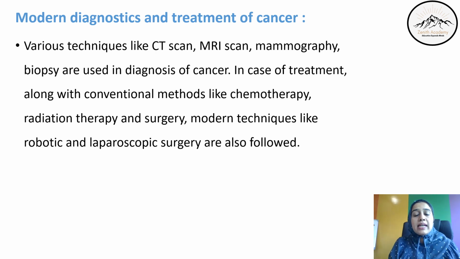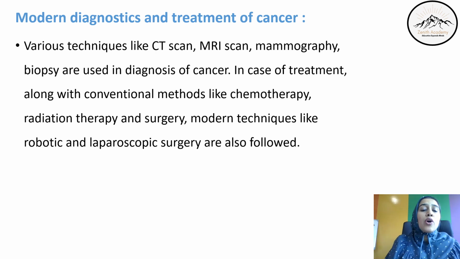Once detected, the treatment is done with chemotherapy. Chemicals are given, and radiation therapy is given, where high frequency radiation is given to that part of the cell, and it is finally removed or killed inside the body itself, so that it doesn't grow. Surgery is also done, where the lump or the cancerous cell tissue is removed.